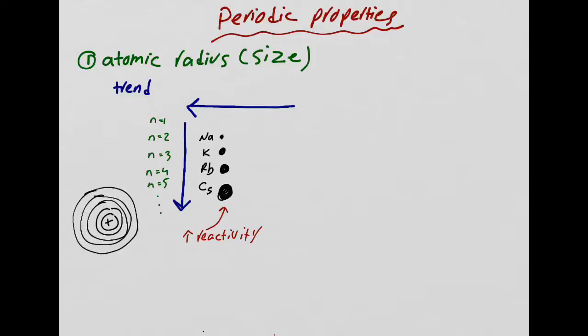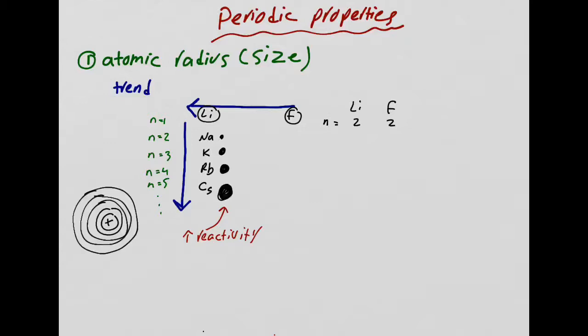Okay, let's explain that. In the same row, let's say I have fluorine and I have lithium. Lithium and fluorine, both of them are in the second energy level. So the size is the same in terms of the energy level. Now, why is fluorine smaller than lithium?